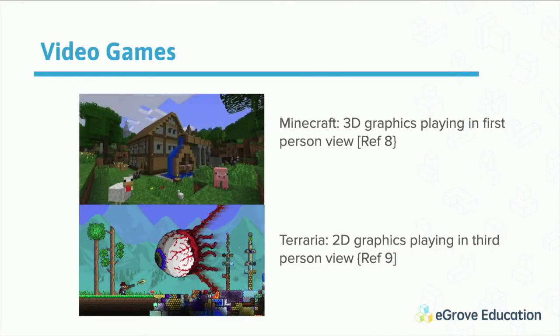And we're all familiar with video games, and you've got different types of video games. Like in Minecraft, everything is 3-dimensional, and you're kind of rotating around in a 3-dimensional space, and you're playing in first-person view, so you're kind of walking around there, as opposed to Terraria, which is more 2D graphics, and you're playing in third-person view, so you're watching your character do something to other things instead of your eyes being the character, or your eyes being in first-person view.